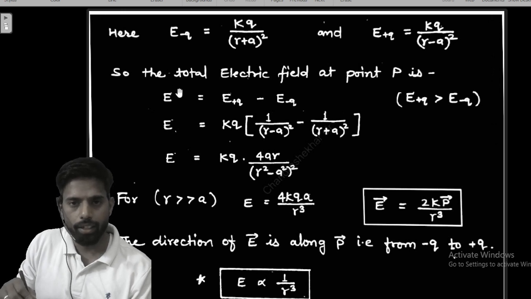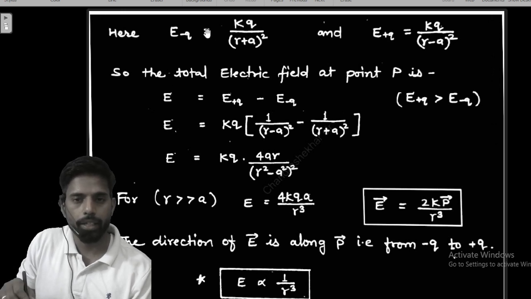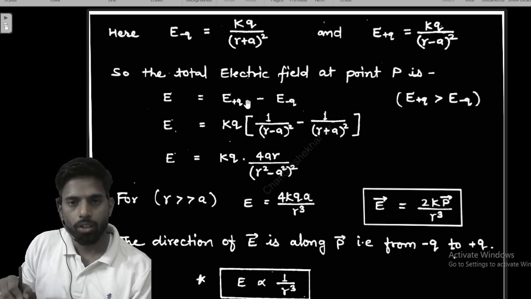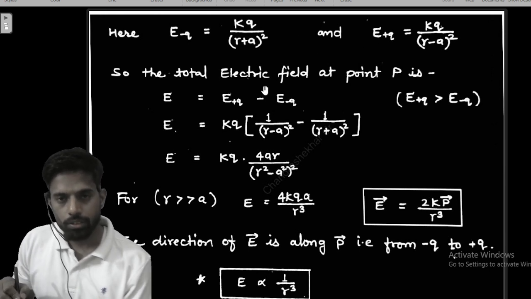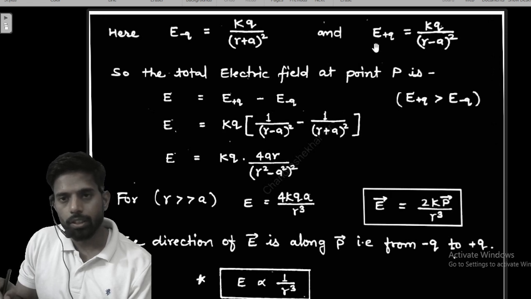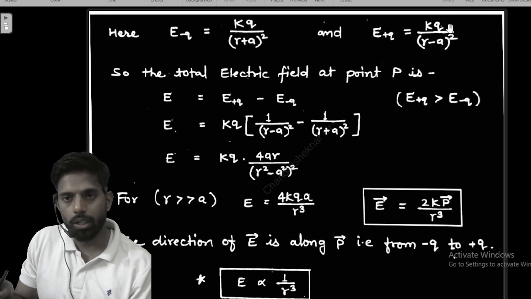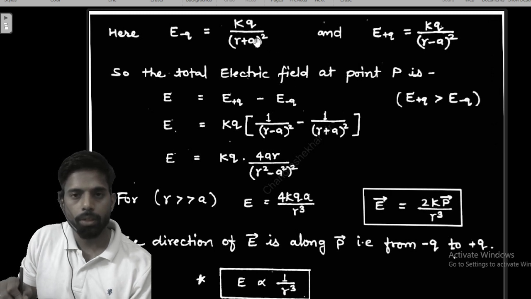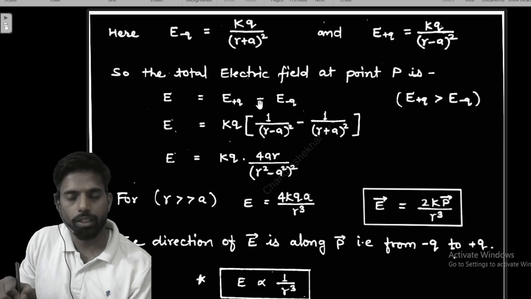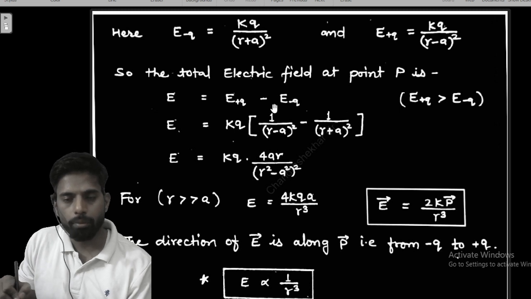So we will write the net electric field as E due to plus q minus E due to minus q, because E plus q is greater than E minus q. Now we can take kq common on both sides. So you can see here 1 upon (r minus a) square, this is for the plus q charge. Similarly, here also we can write 1 upon (r plus a) whole square, and in between them it is minus, because both directions are opposite to each other. That's why it is a vector quantity, so we have to take the minus sign here.